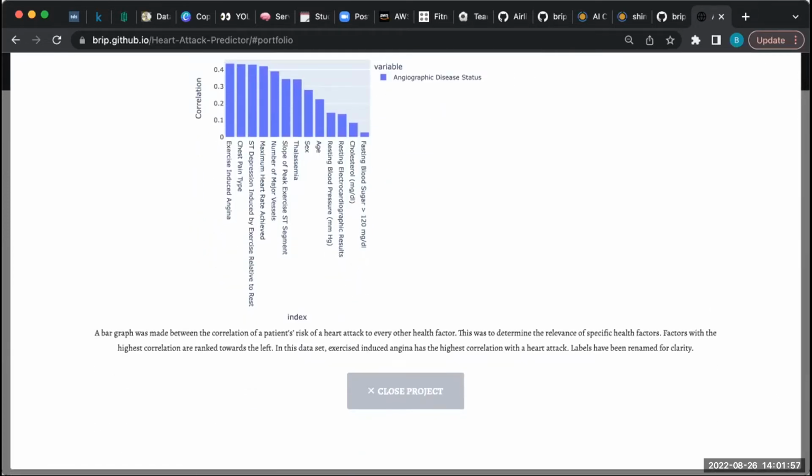This bar graph shows the correlation of a patient's risk of a heart attack to every other health factor to determine the relevance of specific health factors. The factors with the highest correlation are ranked toward the left, and as you can see in this data set, exercise-induced angina has the highest correlation with a heart attack.